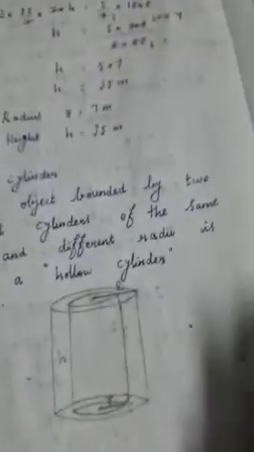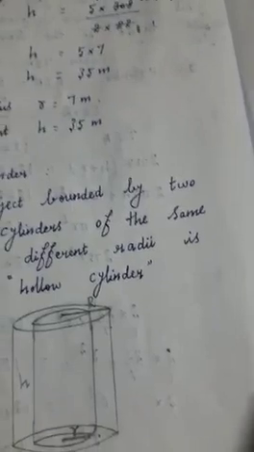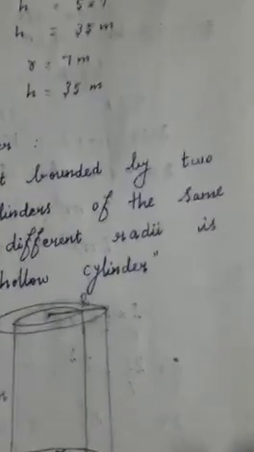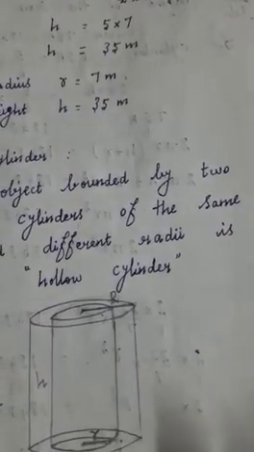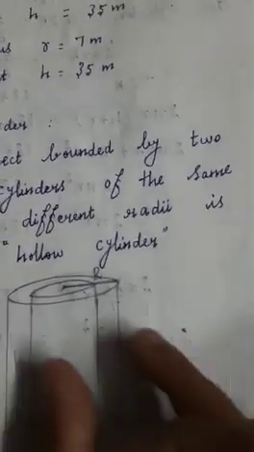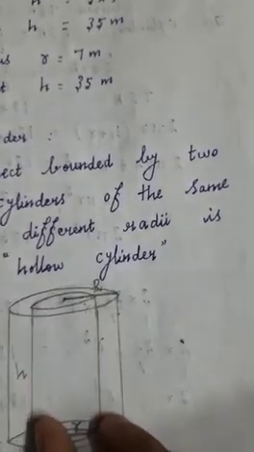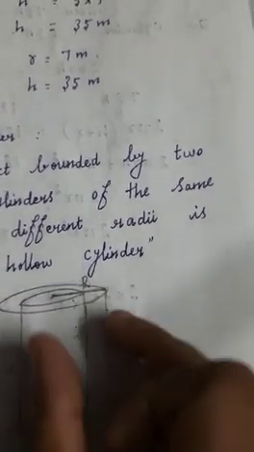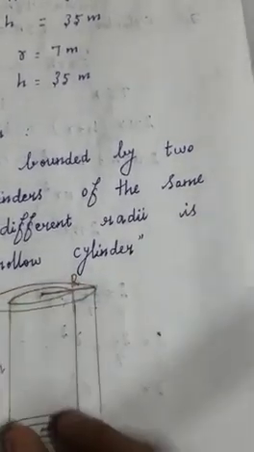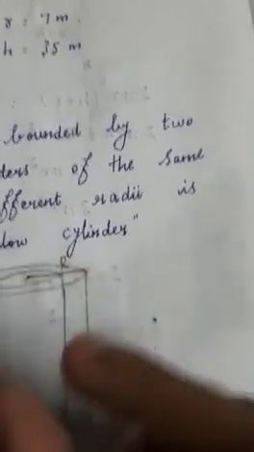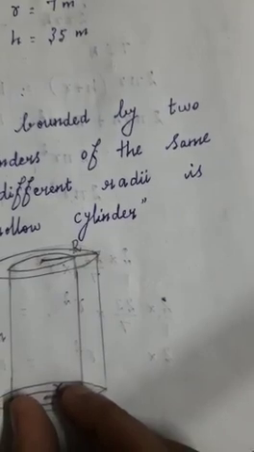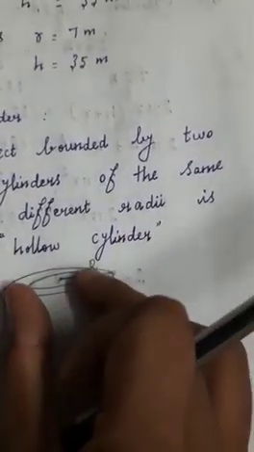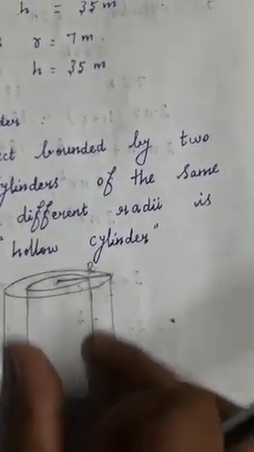What is the CSA formula for the right circular cylinder? That is 2 pi r h. What is the difference between CSA and TSA? CSA means only this curved part of the cylinder. TSA means we also consider the top and bottom, a circular region at the top and one at the bottom. Totally, that is TSA. CSA means only this part.